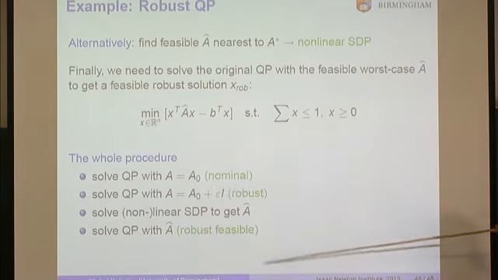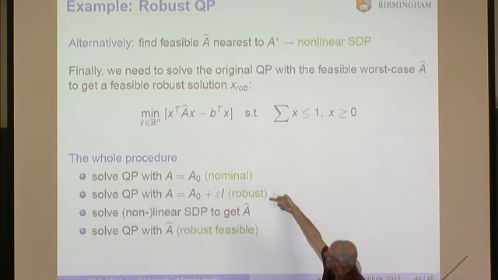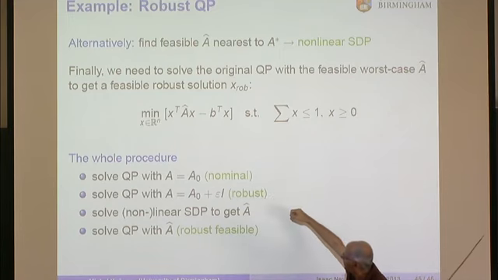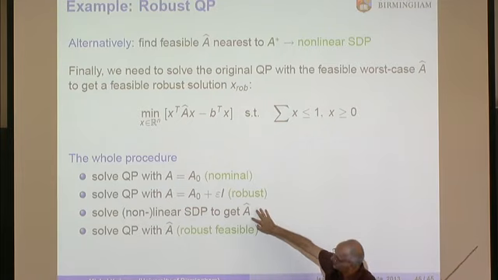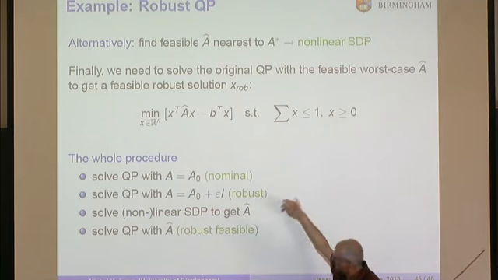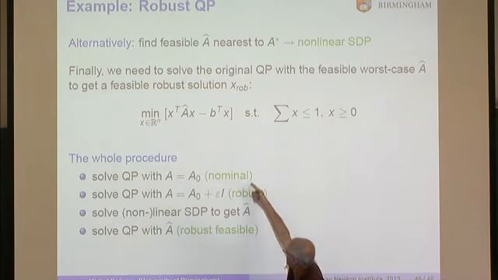So altogether we have to solve four problems: the original, the nominal QP, the robust QP with identity matrix here, the linear or nonlinear SDP to get the feasible matrix for the robust counterpart, and finally the QP with that feasible matrix. And that all can be just done using PenLab, using simple commands, because this is QP, QP, QP on a unit simplex, so you can predefine a module for QP with a unit simplex.